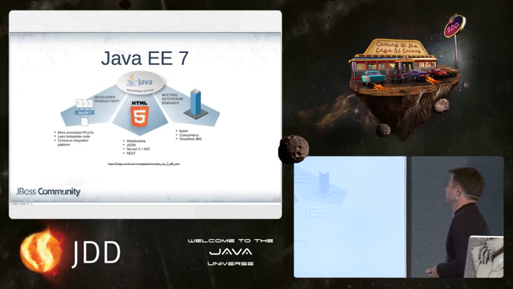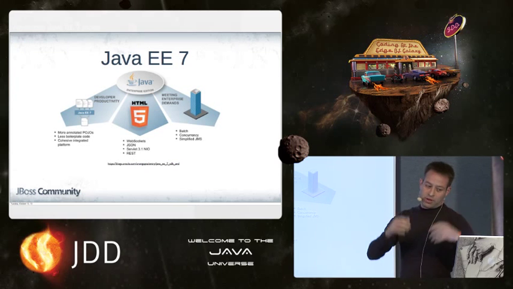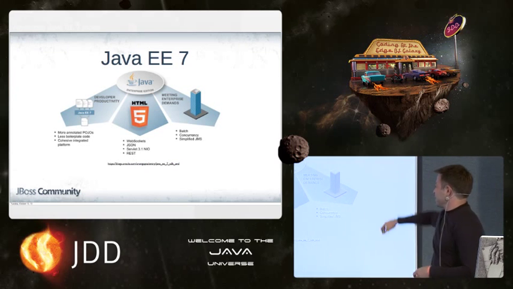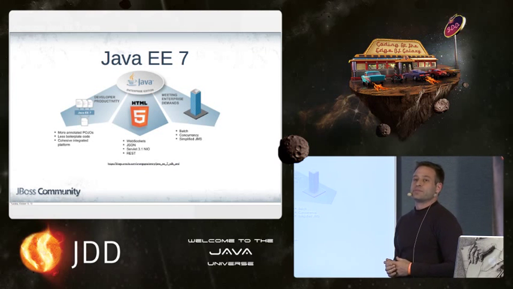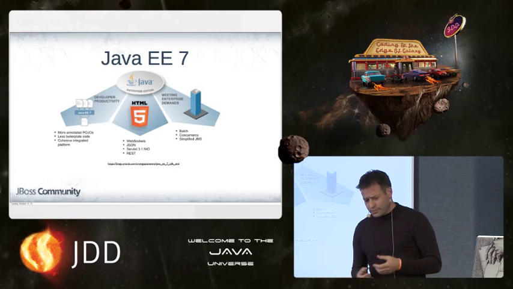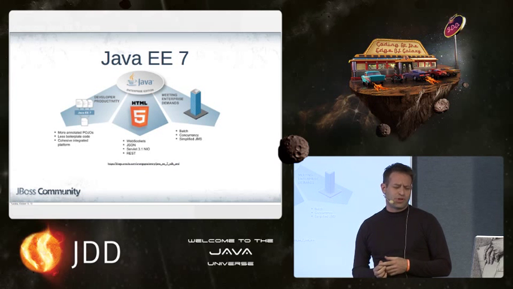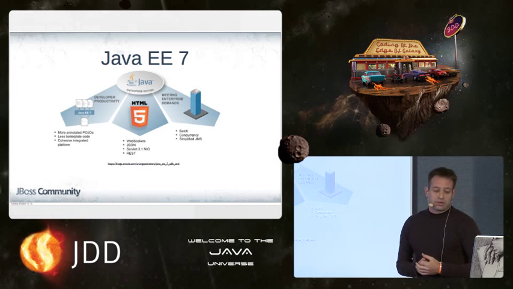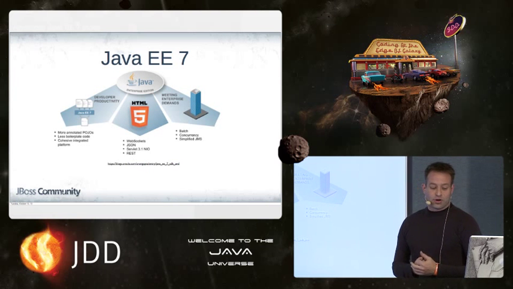But what's new in EE7? There are these three pillars which Oracle drew up. If you look at the right-hand side first, there's this batch API. That's a completely new API. It allows you to do batch processing. It's pretty much based on Spring Batch. I've myself never used it. Just heard, basically.